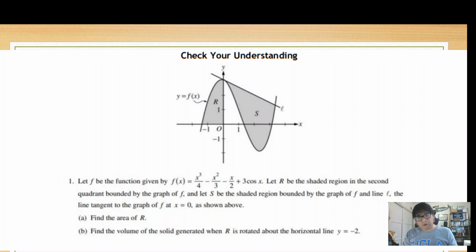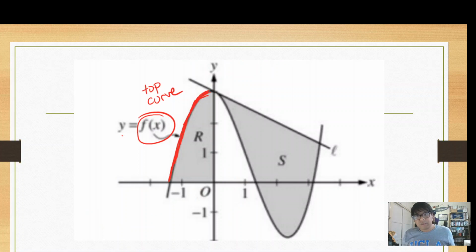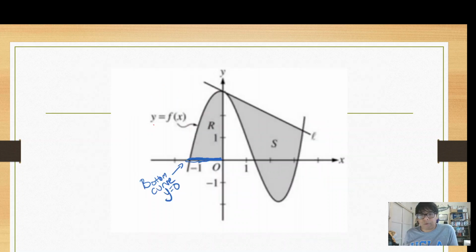So the first part, part A, find the area of R. So identify your top curve. The top curve of R is that red curve, which is f of x. The bottom curve is the blue one there, that's y equals 0.